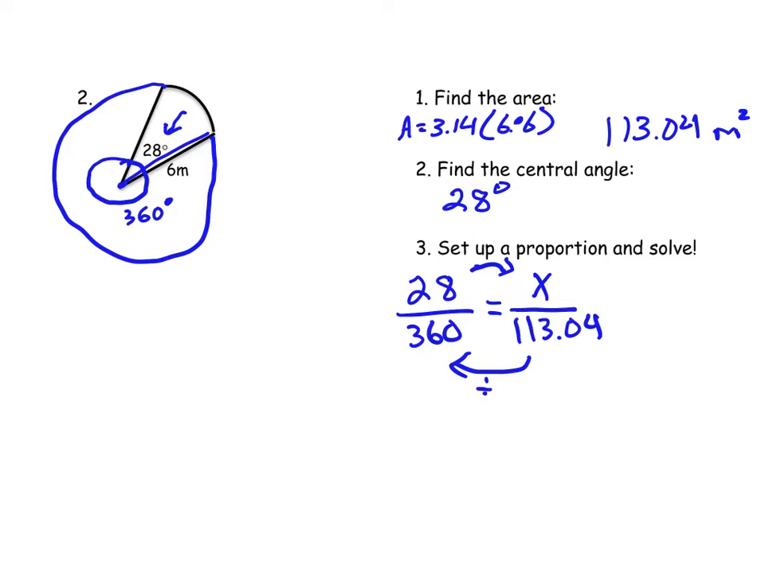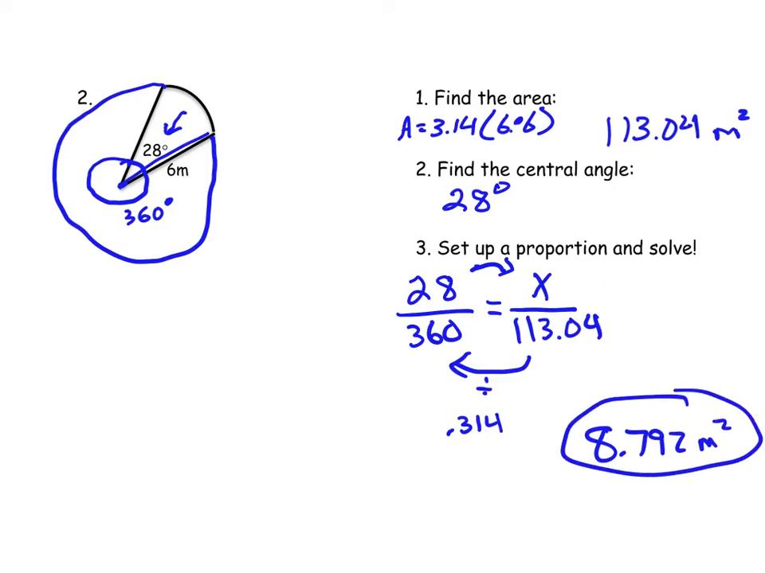So 113.04 divided by 360, that should get you 0.314. Leave that in your calculator, times 28. You end up with the area of this sector being 8.792 meters squared.